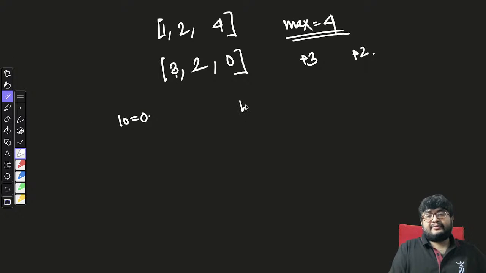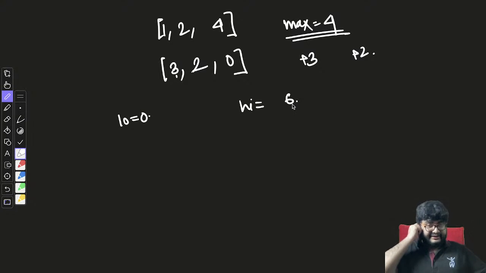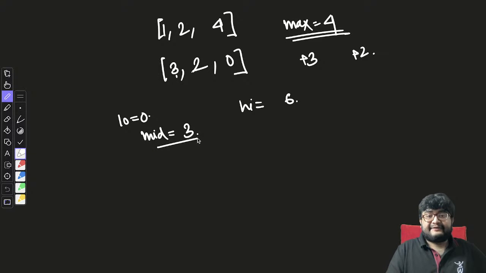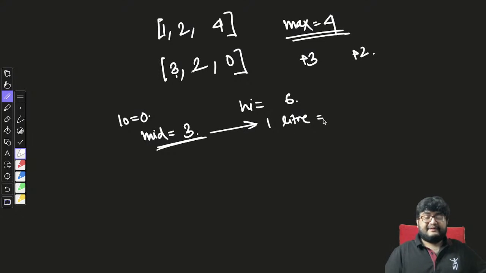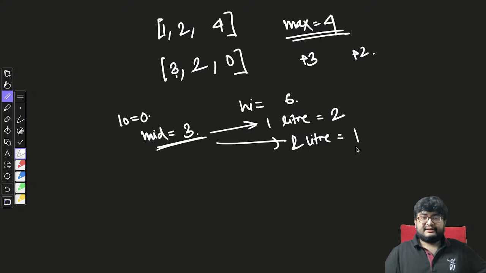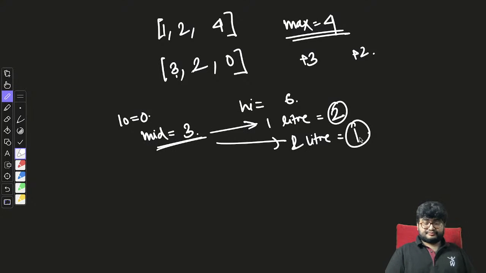So low equals 0, high equals, let's say, 6 or 7, something like that. Let's take 6. So what is mid? Mid equals (low plus high) by 2, that is 3. Now we are saying that we have 3. What is 3? 3 is the total number of moves. If 3 is the total number of moves, how many 1 liter moves will we have? We will have 2 1 liter moves and 1 2 liter move. Right? Now we will check if this is enough.